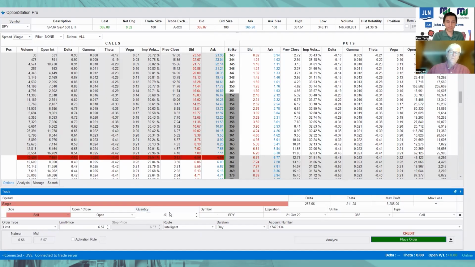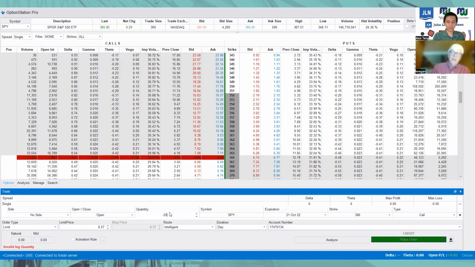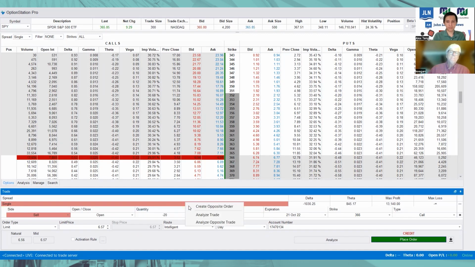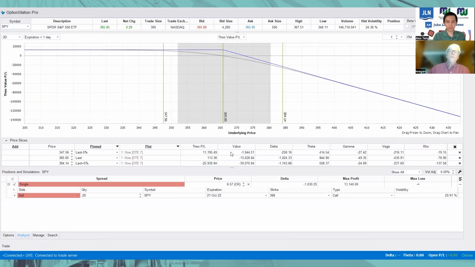We'll take a look at just selling 20 lots. Here it is, so we get $657 times 20. We get about $13,140 that we can make. The blue line is the expiration graph. The black line is today's graph.